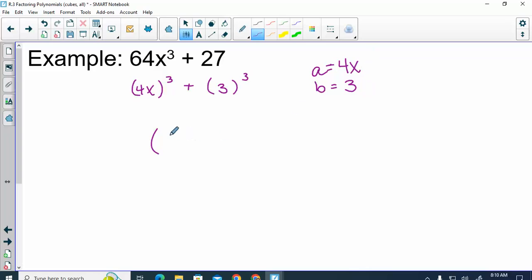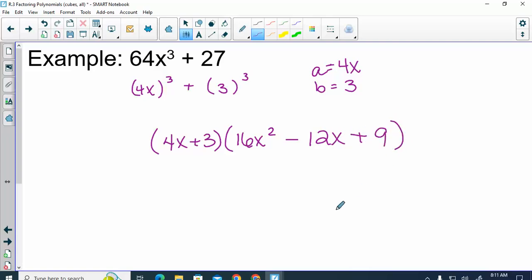So the A plus B, 4x plus 3. A squared, what is 4x squared? 16x squared. Minus A times B, 12x, plus B squared is 9. You guys try a couple?